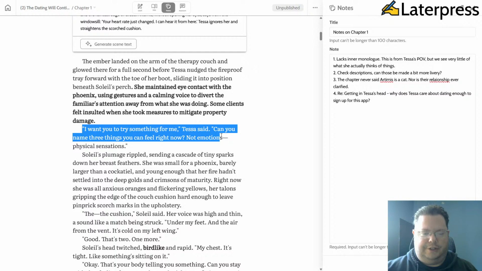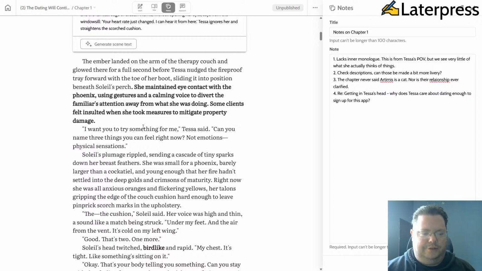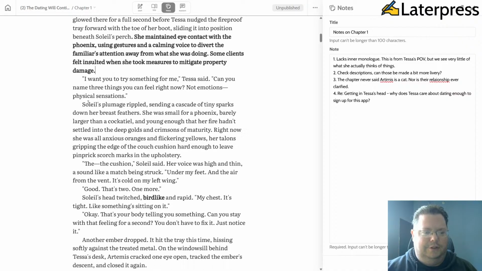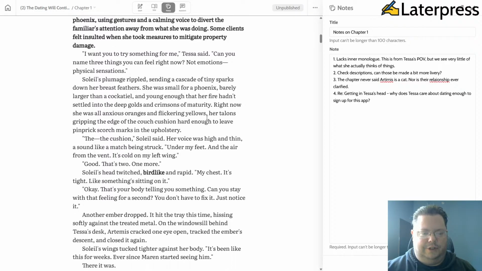"So I want you to try something for me," Tessa said. "Can you name 3 things you can feel right now? Not emotions, physical sensations." Salil's plumage rippled, sending cascades of tiny sparks down her breast feathers. She was small for a phoenix, barely larger than a cockatiel, and young enough that her fire hadn't settled into the deep golds and crimsons of maturity. Right now, she was all anxious oranges and flickering yellows, her talons gripping the edge of the couch cushion hard enough to leave pinprick scorch marks in the upholstery.